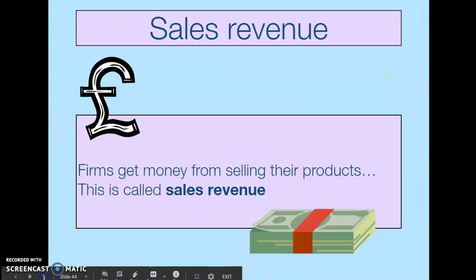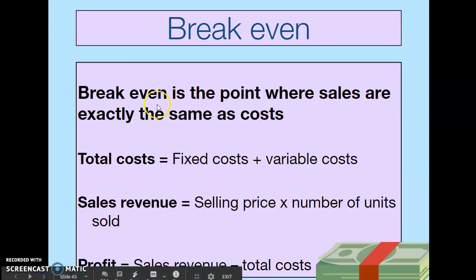Okay, so sales revenue, again, something you're now familiar with. I just wanted to do a tiny bit of revision here. Firms get money from selling their products, and the money they get from selling these products is called sales revenue. So break even. Break even is the point where sales are exactly the same as costs. Please do not get confused with losses or profits. Break even is the point at which we have the same amount of sales as costs.